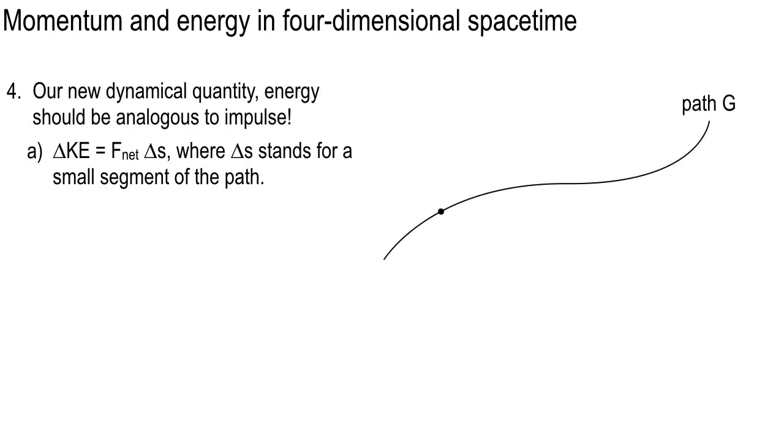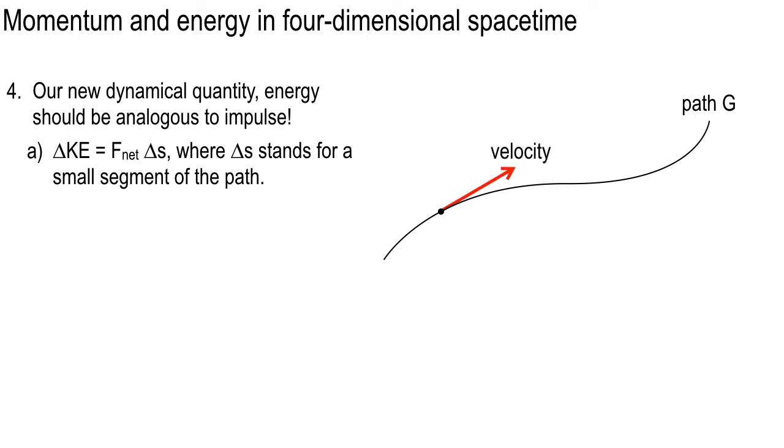This dynamical quantity, energy, should be somehow analogous to the impulse concept. So the impulse was F delta T equals delta P. So you might think to yourself, okay, delta KE, KE is the dynamical quantity. It should be like F net times a chunk of the path, delta S. Delta S is a generic description for a small segment of the path, whether it's along the x-axis, left and right, or the y-axis, up and down, or the z-axis, to and fro, or some combination, or a curved path that curves through all three dimensions. Take the path and take a little chunk of it. It's going to have a direction and a length, and that's delta S.